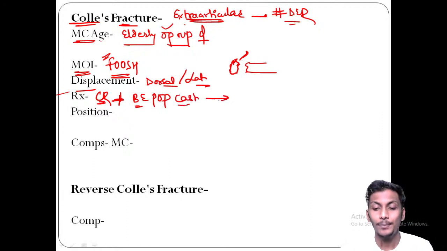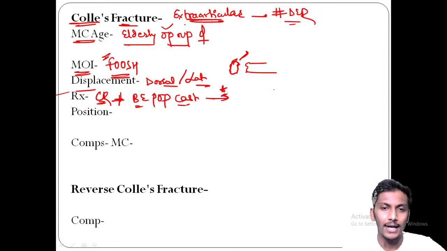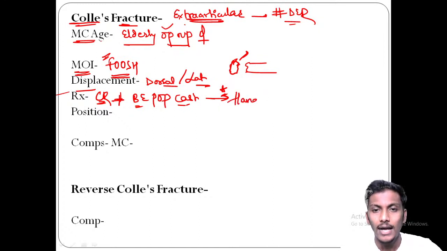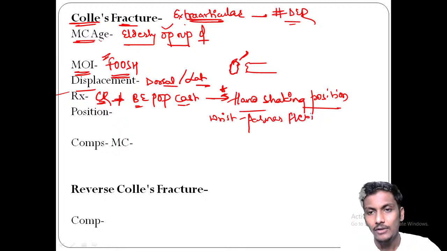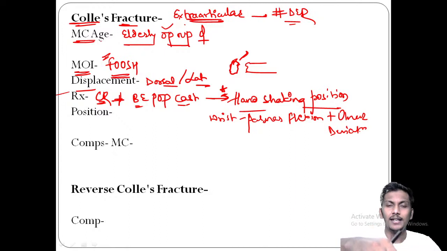And this below elbow POP cast is usually applied in what position? This question has been asked. The below elbow POP cast usually given in Colle's fracture is applied in your hand shaking position. Important. Hand shaking position means what? The wrist would be in palmar flexion, and there would be ulnar deviation. So this is palmar flexion and this is medial deviation, that is your ulnar deviation. So this is your hand shaking position.